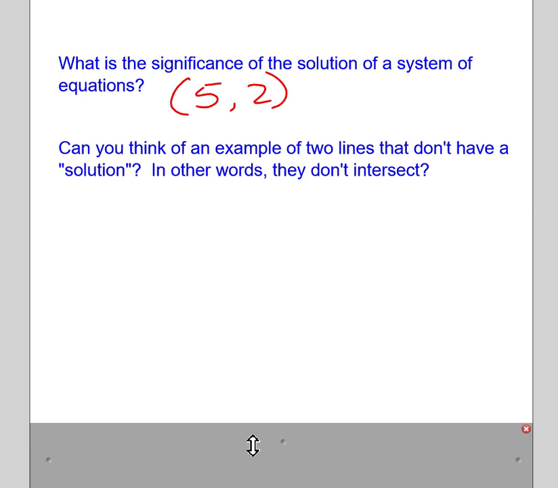But we talked the other day. Sometimes two lines don't have a solution. In other words, they don't intersect. That happens when the two lines are parallel, right? So how do we know that that happens? Well, you know back from a previous unit that parallel lines have the same slope but different y-intercepts, right? So if you can look at the two equations and recognize, oh, these two have the same slope but different y-intercepts, you could say that there's no solution. They don't intersect, they're parallel.